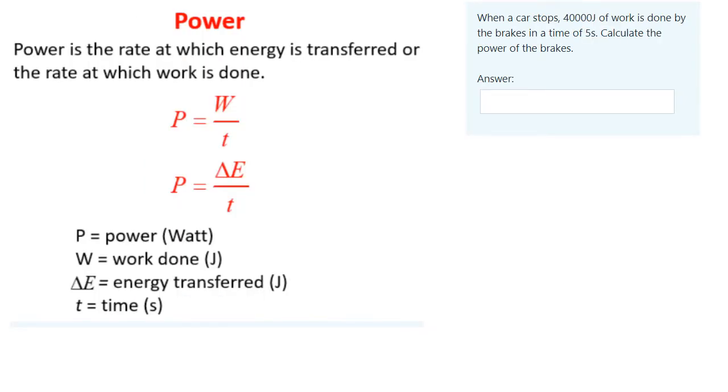Question 2. We have a formula question. When a car stops, there is 40,000 joules of work done by the brakes in a time of 5 seconds. So calculate the power of the brakes. Well, the power is equal to the work divided by the time. So power equals work over time. The work, if we look at the question, is 40,000 joules.